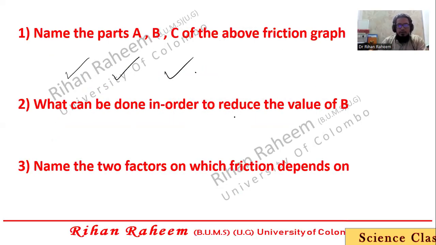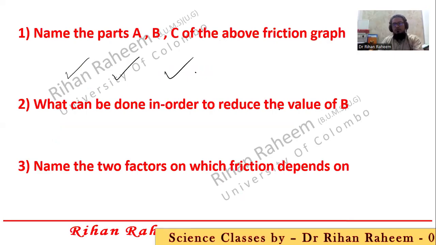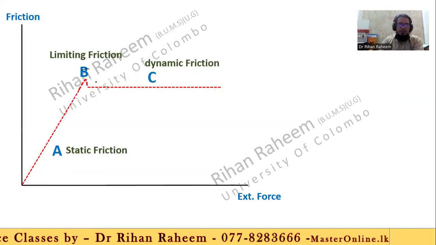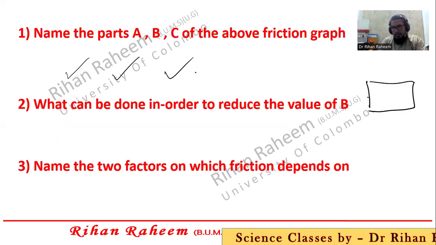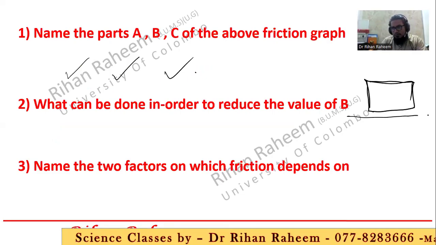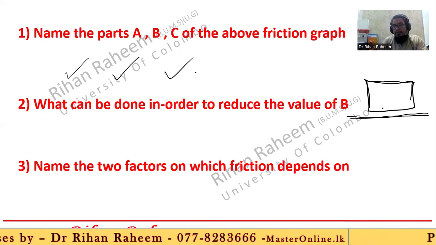What can be done in order to reduce the value of B? Value of B means limiting friction. How can you reduce the friction? Now the friction is created because of the weight of the object and the nature of the surface.